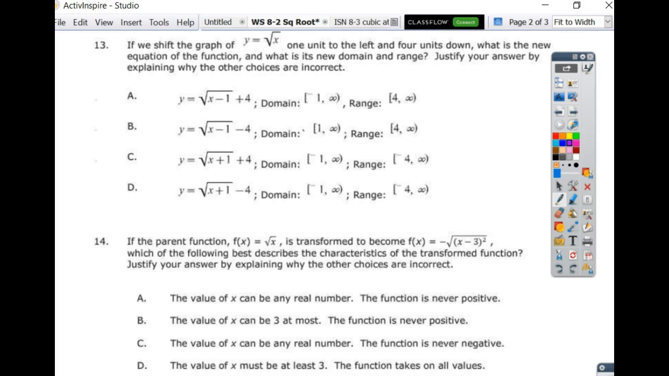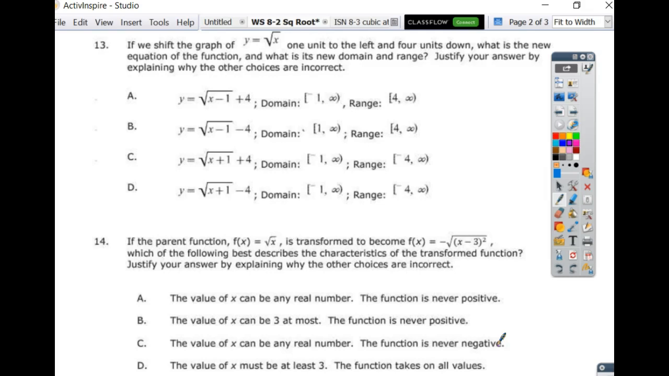Oh, this one though. This is interesting. Okay, so be honest. How many of you just didn't do this because of the words? All right, so I'm going to read this. Here's the parent function, and it's transformed to this. Parent function transformed to here. Which of the following best describes this? So first of all, I'm going to take the square root function, and which way does it move? To the right, correct? And what does the negative do? It turns it upside down.